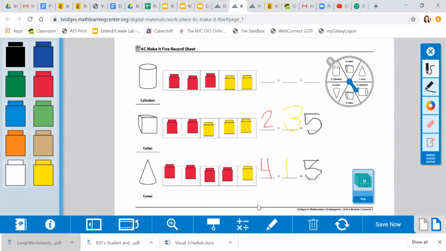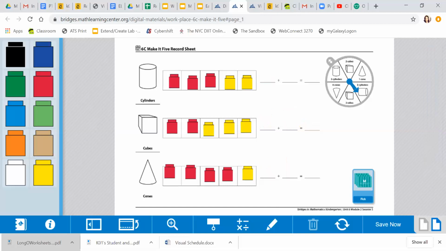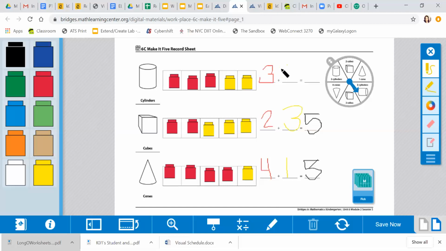Then I'm going to come down to my pen. I'm going to change my pen to red because there are 3 red cubes, right? And then I'm adding, how many am I adding to it? I'm adding 2 to it. That's silly. That looks like nothing, Miss Ewan. Okay, coming back over here. It is 2, and then it is equal to 5.